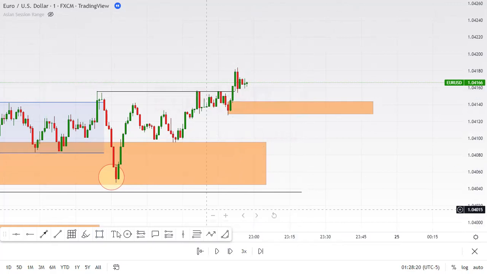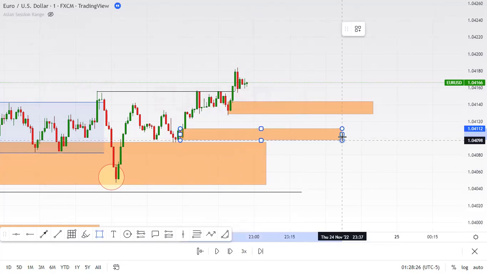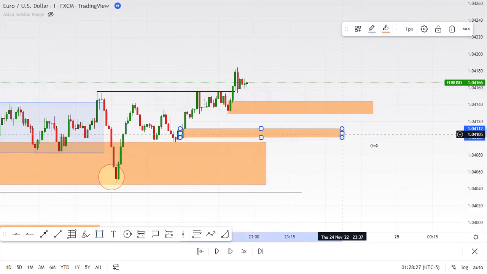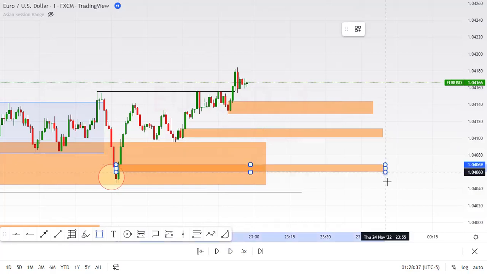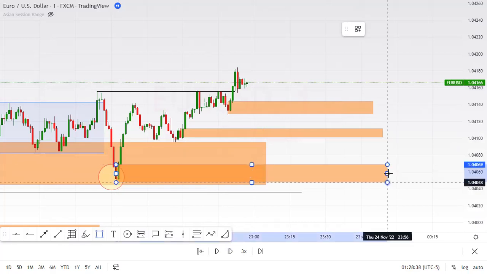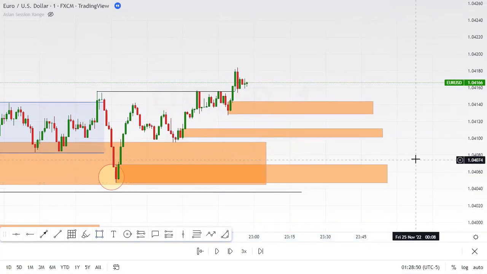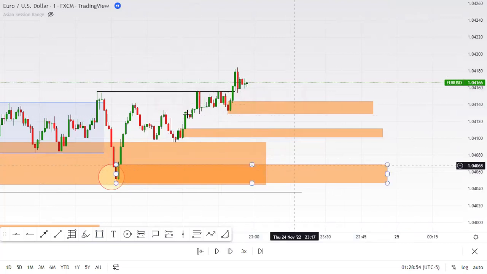But also we have this. Also, there is this one. This is an order block. It has not been mitigated now. So there are about 3 order blocks now. Now you don't know which one will be respected.